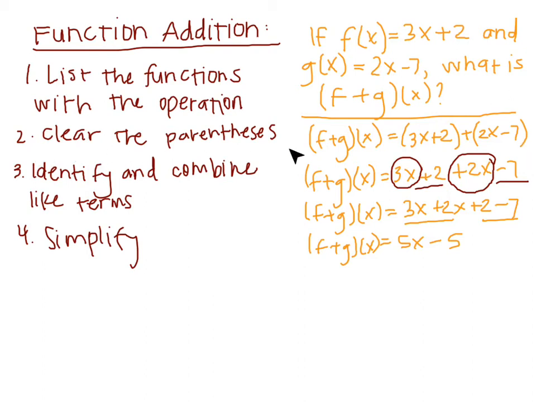Step 2 was to clear the parentheses, so I rewrote everything without parentheses. Step 3 was to identify and combine like terms. I identified 3x and 2x as being like terms, and then I identified 2 and negative 7 as being like terms, and then combined them by rewriting the like terms together. So we have 3x plus 2x, and then the constants, 2 minus 7. Finally, we simplified and added 3x plus 2x to get 5x, subtracted 2 minus 7 to get negative 5.